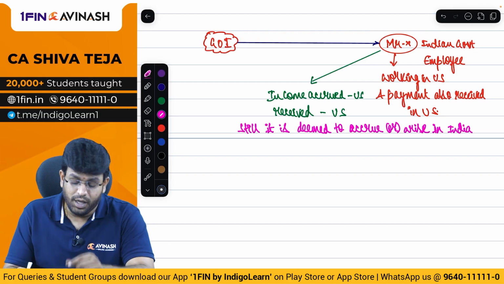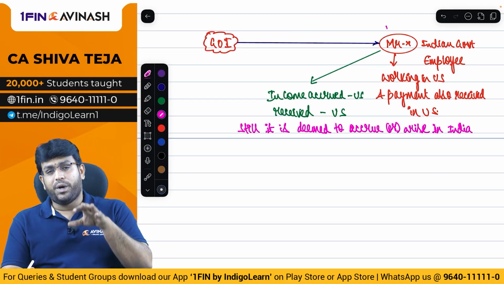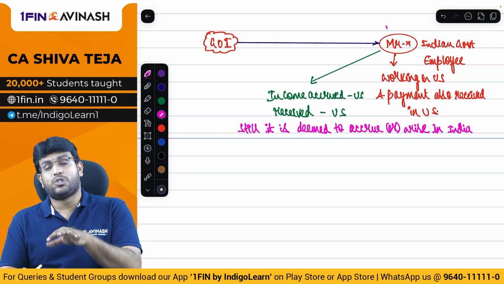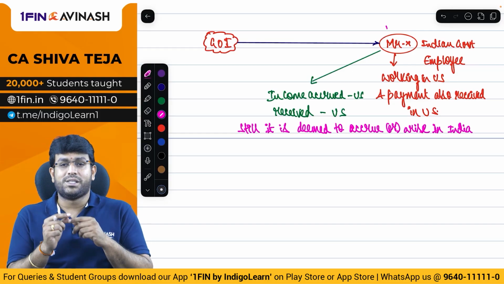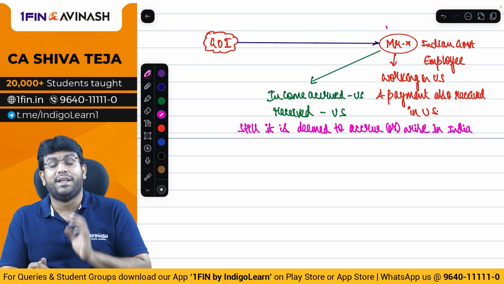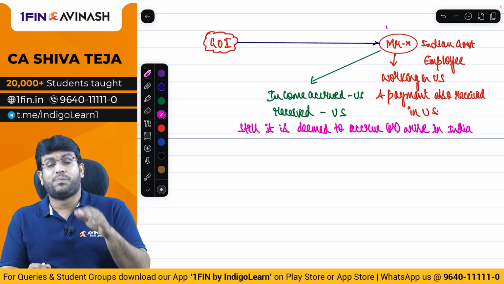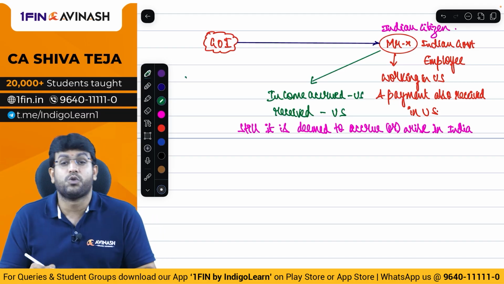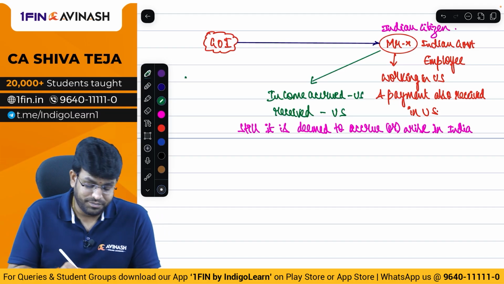So if you observe carefully, what is happening here? It is accrued in US. One more time I repeat. Income is accrued in US, income is received also in US, but still it is deemed to accrue or arise in India. The reason is because salary is paid by government of India to an Indian citizen working outside India. Here the important condition is that Mr. X should be an Indian citizen.